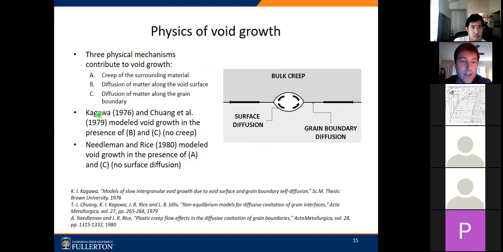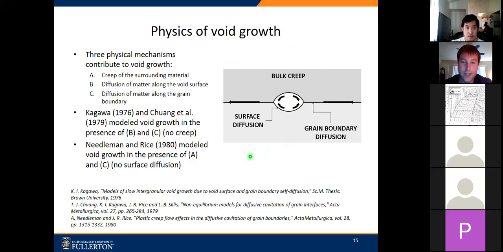Now, in the 70s, there were researchers that modeled void growth in the presence of surface diffusion and grain boundary diffusion, but they neglected creep. They considered the grains to be rigid. Later on in the 80s, Needleman and Rice started to do more detailed simulations, and they included creep of the surrounding material and grain boundary diffusion, but they didn't model the surface diffusion process.